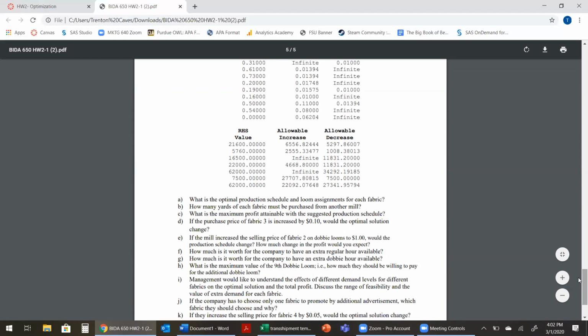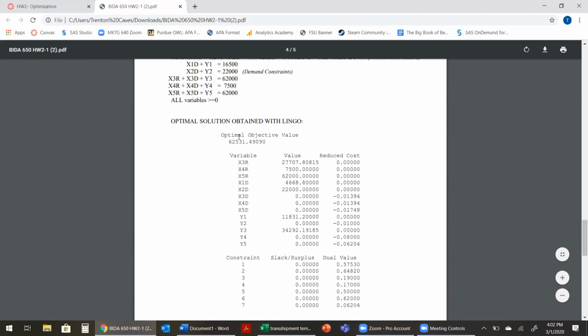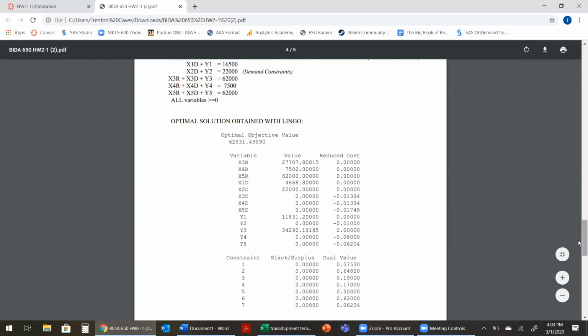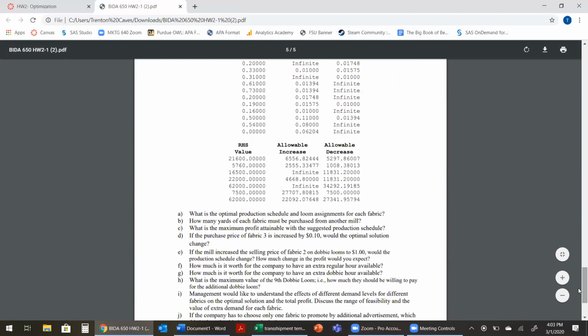And then question C, what is the maximum profit attainable with the suggested production schedule? That's just our objective value. That's the 62,531.49. So that's saying that our maximum profit is $62,531.49 based on this production schedule. Everybody see where I got that?